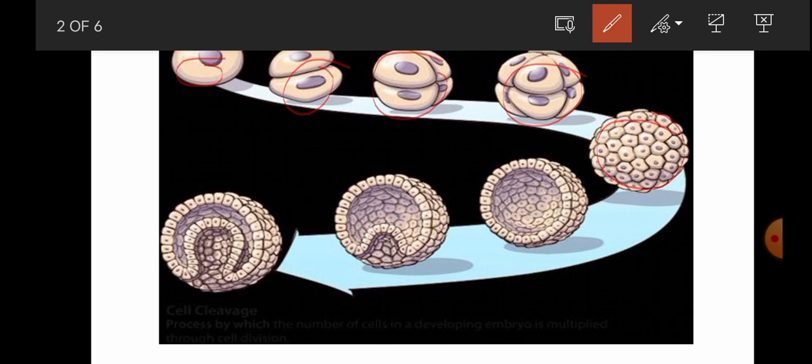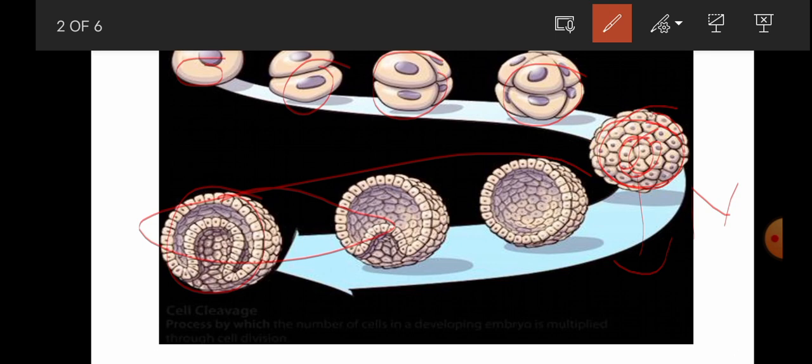This 16 cell stage is known as morula. Why is it known as morula? Because it resembles the mulberry fruit, hence it's known as morula. This morula will undergo differentiation and later on forms the blastocyst. So like this the cell division occurs. The zygote will undergo two cell stage, then four cell stage, then eight, and then it forms the 16 cell stage known as morula, and then it forms a blastocyst. This is known as blastocyst.